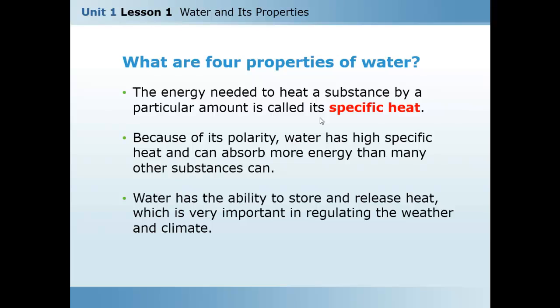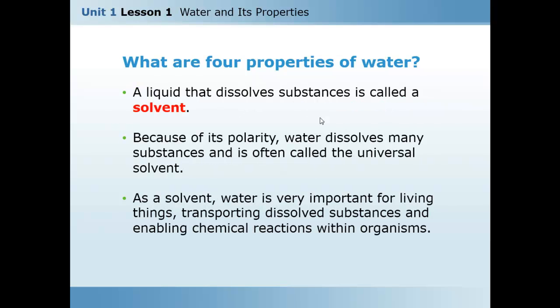The energy needed to heat a substance by a particular amount is called specific heat. So, water has another property we call the specific heat. Because of its polarity, water has high specific heat and can absorb more energy than many other substances can. Water has the ability to store and release heat, which is very important in regulating the weather and climate. Okay, so what is the meaning of specific heat? The energy needed to heat a substance by a particular amount is called specific heat.